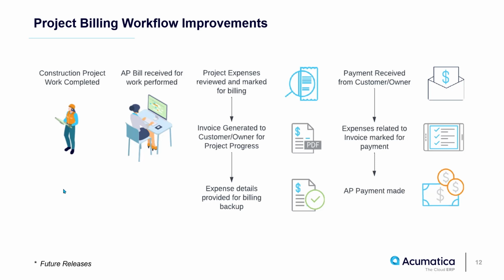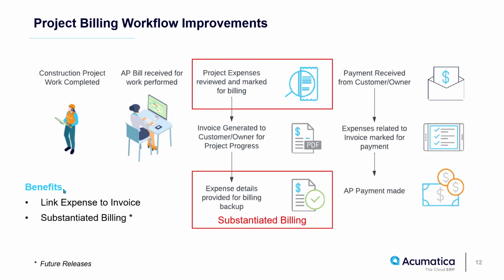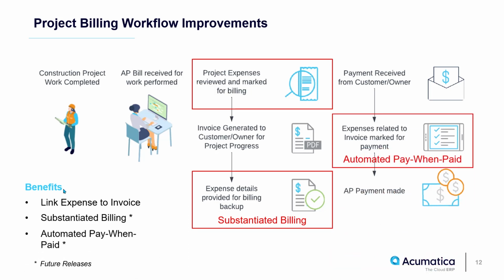Now that we've seen the demonstration of what's in 24R1, let's review back and think about the project billing workflow and the improvements. Well, at 24R1, we've now linked the expense to that invoice. What does that allow us to do in future releases? We'll now update the substantiated billing reports and documents that we have tied to that pro forma invoicing. So in future releases, look to have the exact expense tied to the substantiated bill, the images associated with it. So more things coming with substantiated billing.